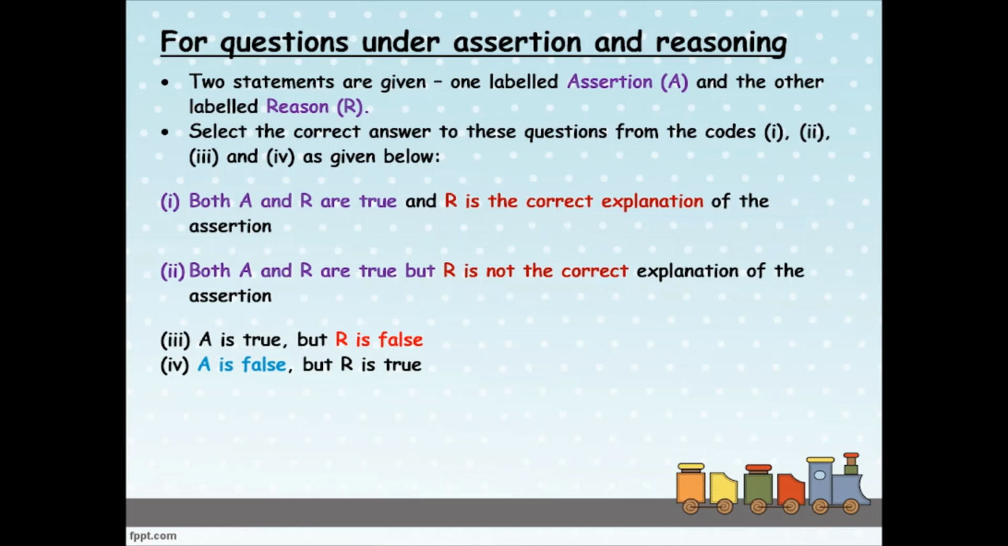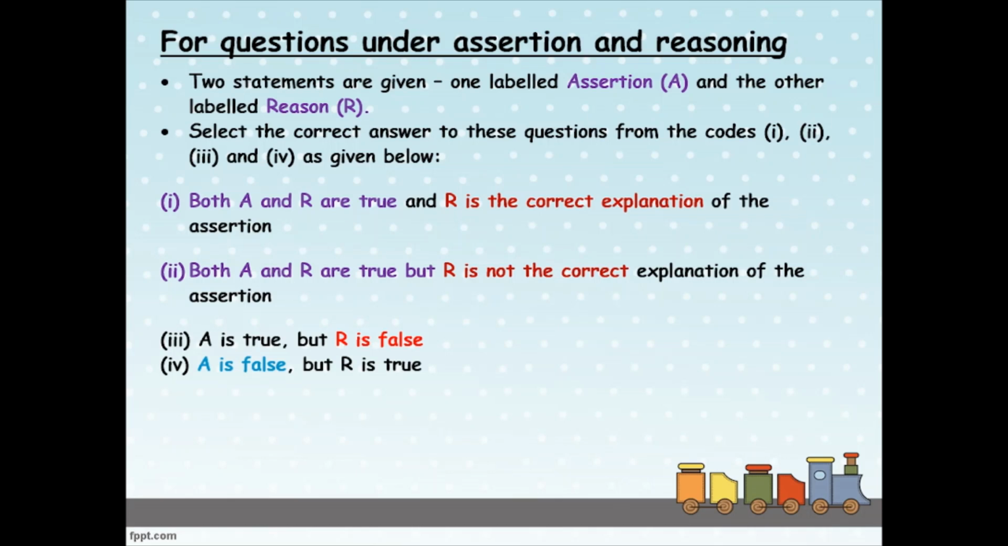If assertion is true, you have two options. You have to check the connectivity between those two statements. If one is an explanation of the other, it has a connect, so go for option A. If it has no connect, and individually they are true, go for option 2 or B. Okay, so this is the way you can solve this assertion and reasoning question.